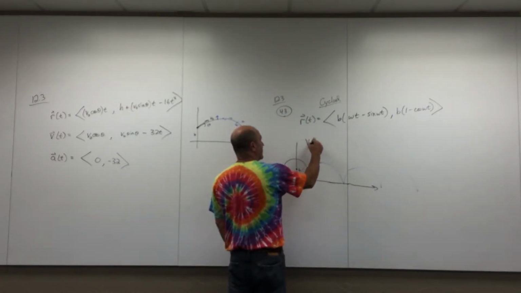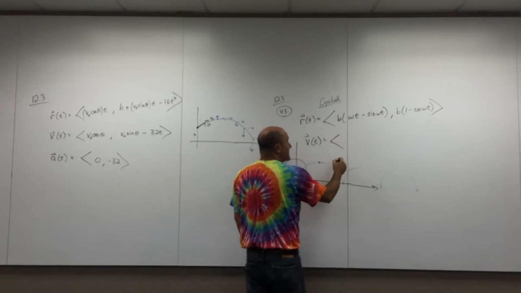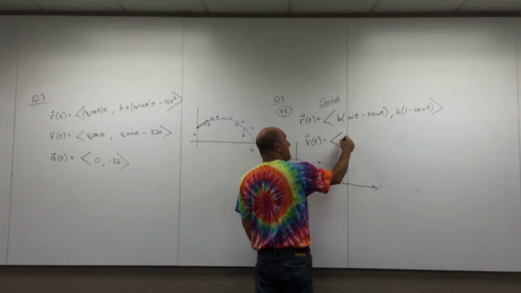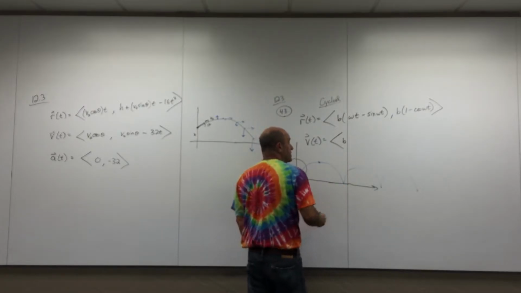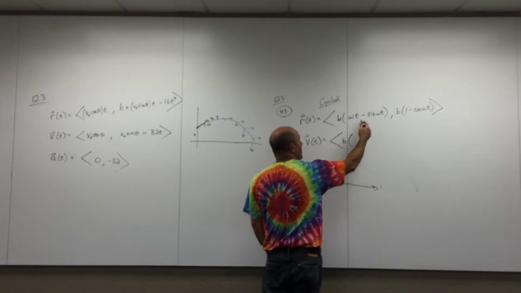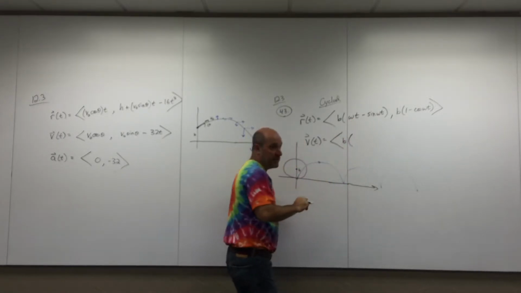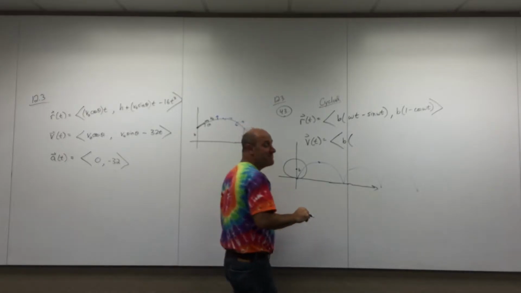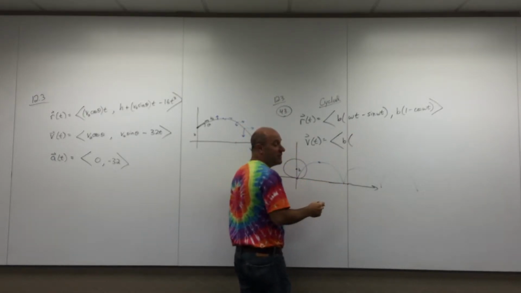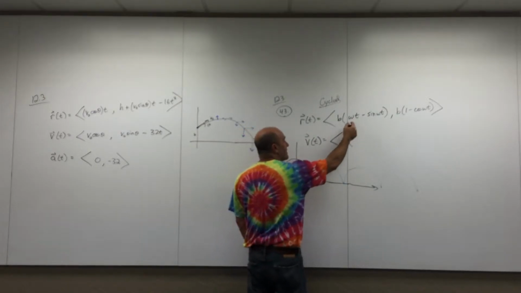How do I do a velocity vector? I take a derivative with respect to t. I'm going to treat the b like a constant. It is a constant. I'm going to slip past it, and I'm going to do this derivative with respect to t. Omega is a constant. I know it looks like a w, but it's really a Greek omega.